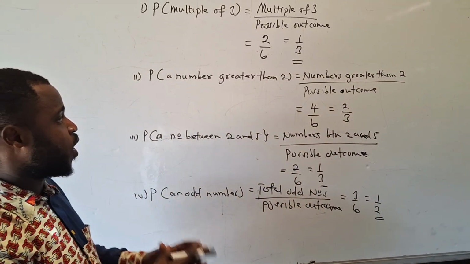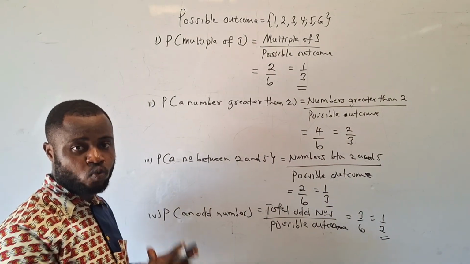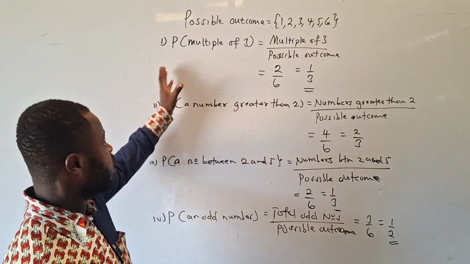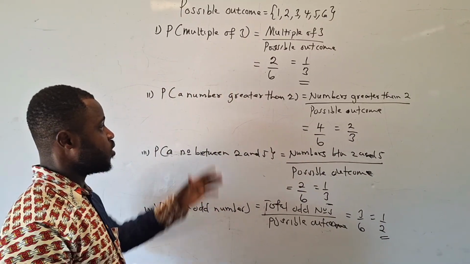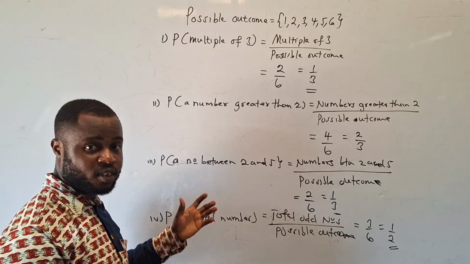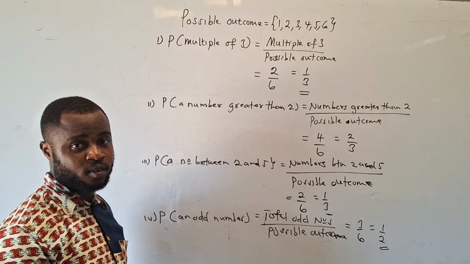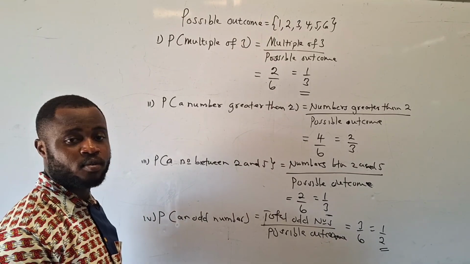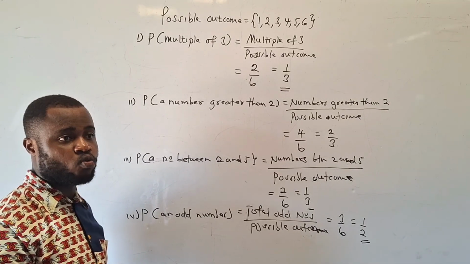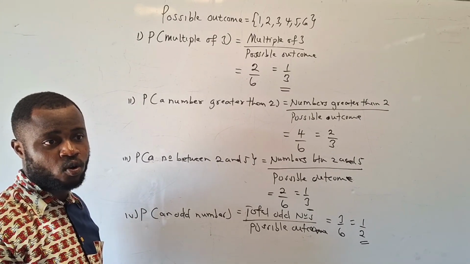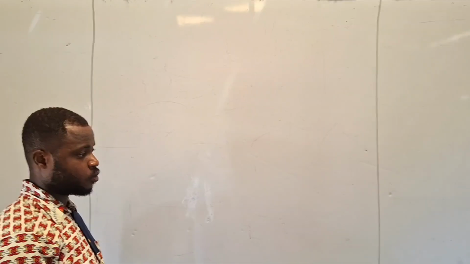So when the die is thrown once, these are the possible outcomes, 1 to 6, and these are the questions that can be asked, and this is how we solve it. You can pause the video and solve some of the questions, then continue watching to see if your answers are correct or not. So we are taking the next question.